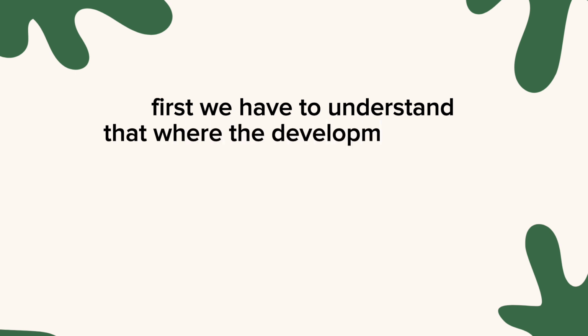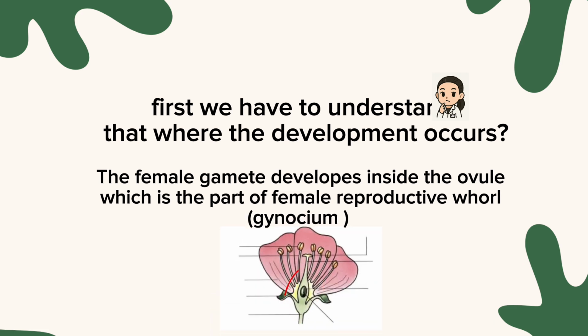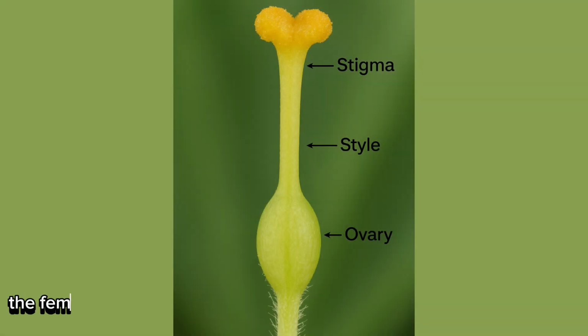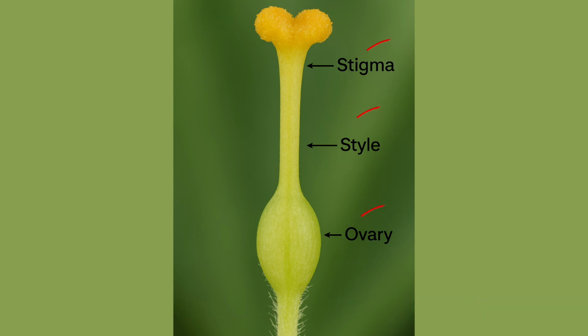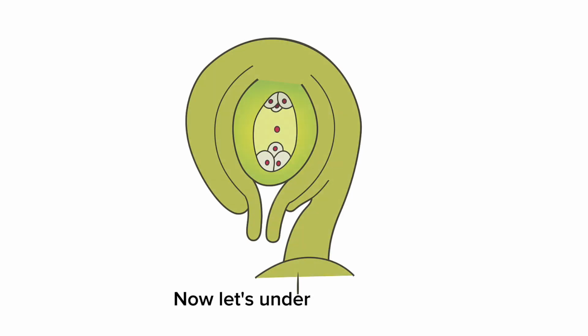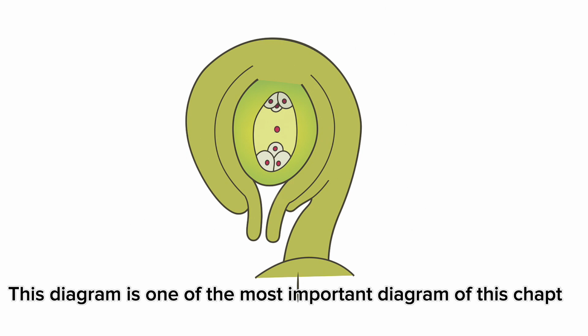Let's start. First, we have to understand where the development occurs. The female gamete develops inside the ovule, which is the part of the female reproductive whorl, gynoecium. The female reproductive whorl has 3 parts: stigma, style, and ovary. Now let's understand our ovule. This diagram is one of the most important diagrams of this chapter.